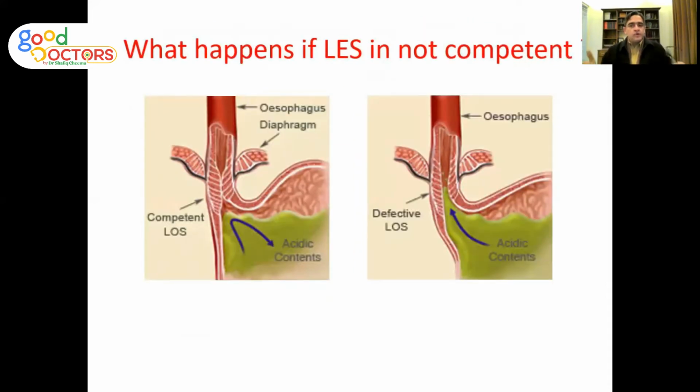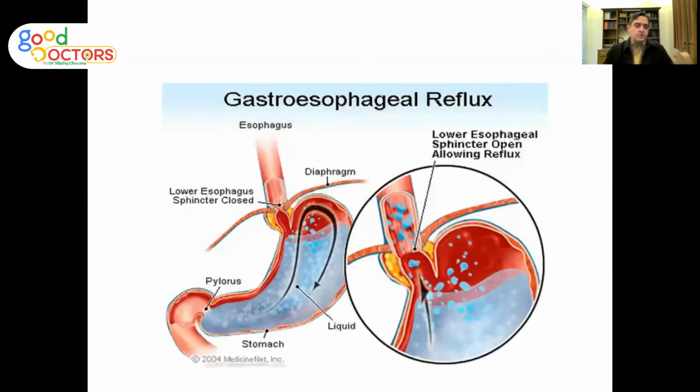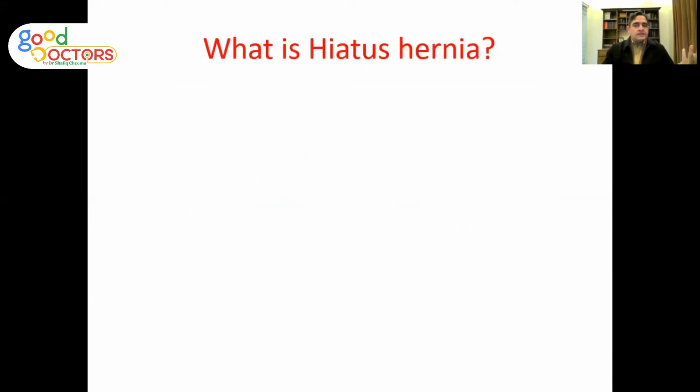So if the lower esophageal sphincter becomes incompetent, obviously what will happen is that the food can easily pass back into the distal end of the esophagus. And there are multiple factors which can lead to this incompetency in the lower esophageal sphincter, resulting in reflux of the gastric contents. The second thing that we talked about, which is responsible for development of reflux disease, is hiatus hernia.